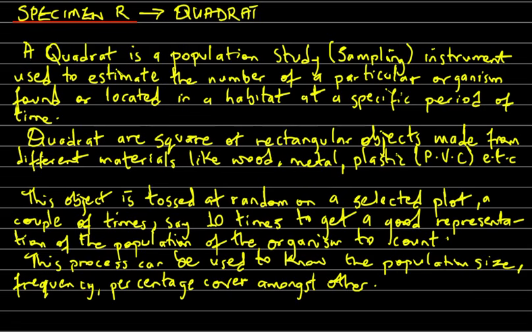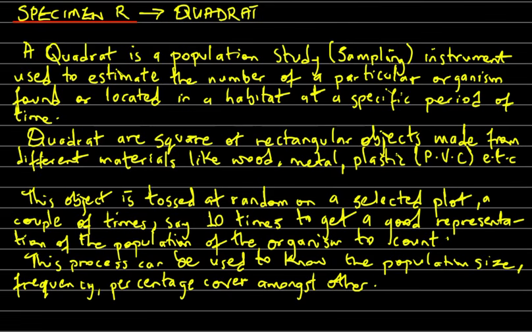So we toss them at random to get some frequencies of some organisms, and then we work based on the results that have been gotten to estimate or to have a check on what is going to happen in that population size. Now, quadrats are square or rectangular objects made from different materials like wood, metals, plastics, PVC for example. All of these are substances that have been used in the past to produce the quadrat.